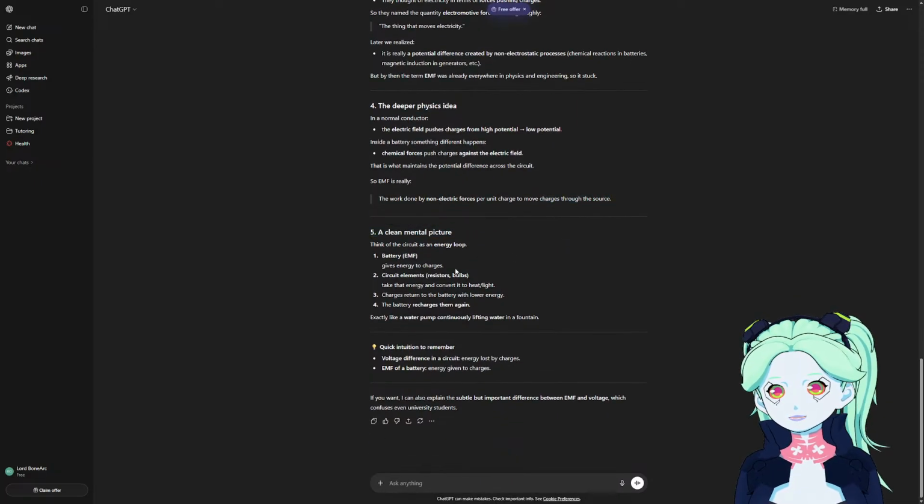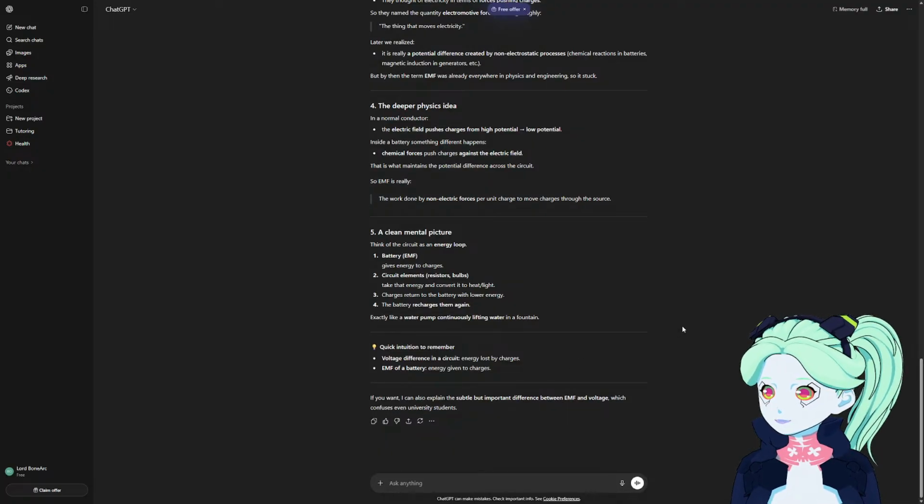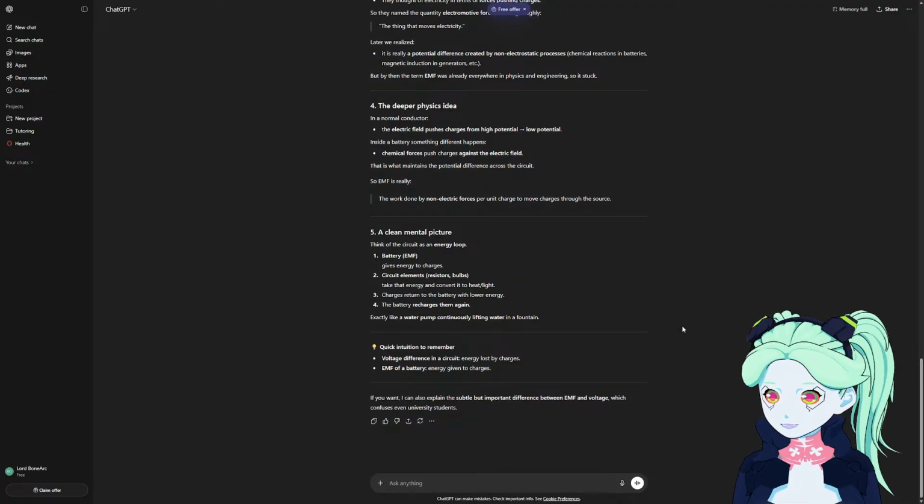A clean mental picture: think of the circuit as an energy loop. The battery EMF gives energy to charges through potential difference pushing. Circuit elements, resistors, bulbs, take that energy and convert it to heat and light. Charges return to the battery with lower energy. The battery recharges them again. Exactly like a water pump continuously lifting water in a fountain. Quick intuition to remember: voltage difference in a circuit is energy lost by charges. EMF of a battery is energy given to charges.